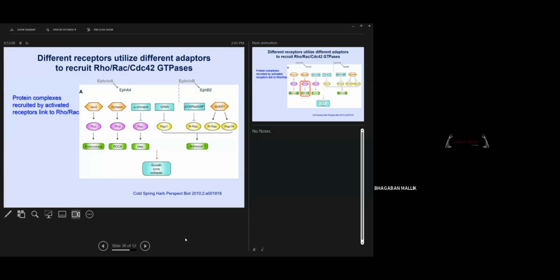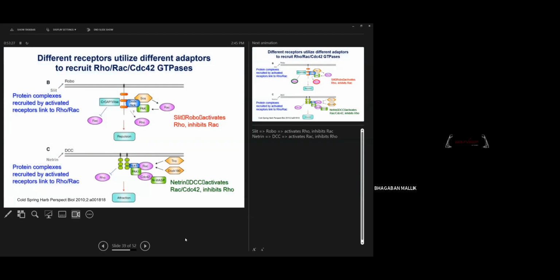Here it shows how the cell uses different receptors and different adapters to recruit different GTPases. Ephrin A recruits the ephrin A4 adapter, ephrin B recruits the ephrin B2 adapter. Ephrin A regulates the Rho pathway. It can regulate ROCK, which can inhibit the growth cone. It shows kind of complex things, but I am not going to put a question on these slides, because this is a signaling network and something difficult to remember. So here it shows how different receptors utilize different adapters to recruit Rho, RAC and all these things.